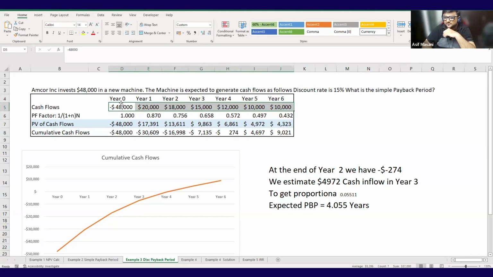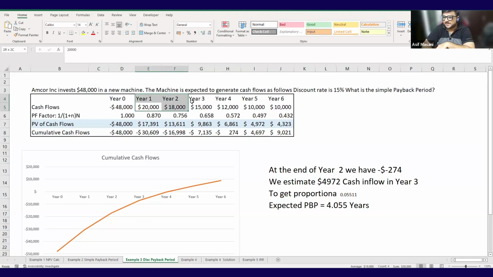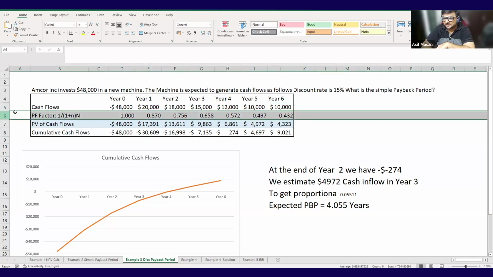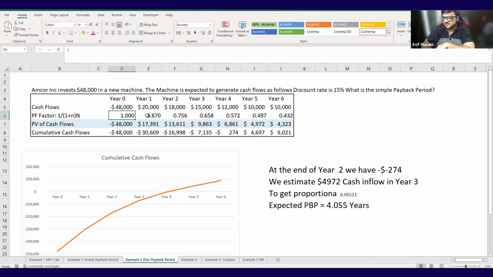So in this case, cash outflow is on year zero, which is 48,000, and then you are making 20,000, 18,000, 15,000, 12,000. So you're making different cash inflows every year, which is the return on that machine investment. And to calculate the discounted payback period, you would use a present value factor, which is calculated by dividing 1 by 1 plus the discount rate raised to the number of years. So in this case, it is raised to 1.